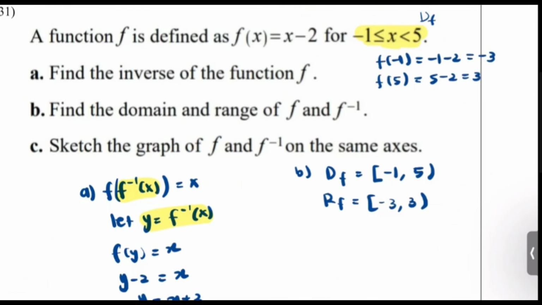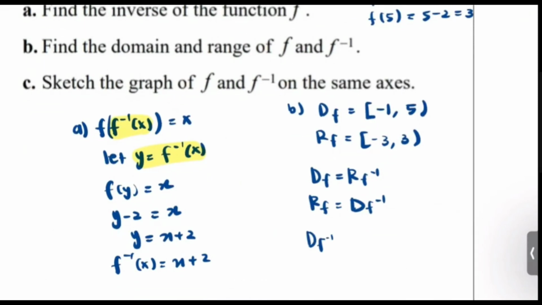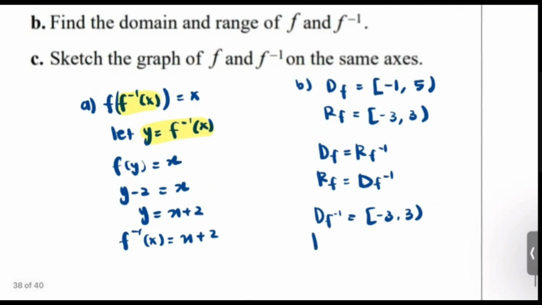Sekarang kita nak cari inverse dia. Jadi kita tahu domain of f sama je dengan range of f inverse. So range of f sama je dengan domain f inverse. Jadi domain f inverse sebenarnya dia adalah negative 3, 3. Kemudian range f inverse dia adalah negative 1, 5. So kita guna definition tadi, kita apply je untuk dapatkan domain dengan range untuk f inverse.